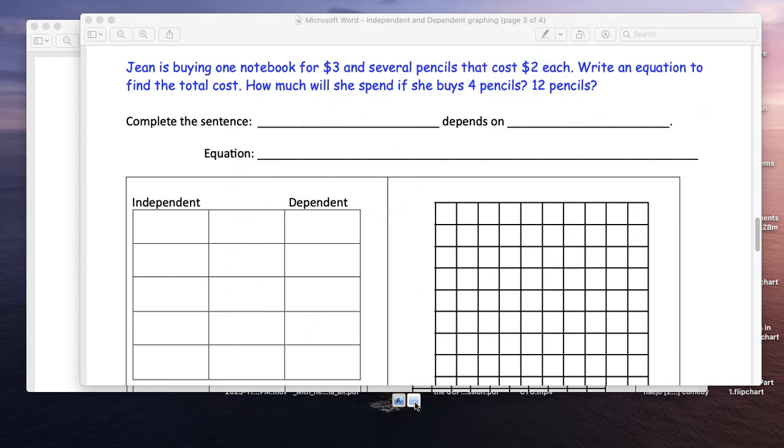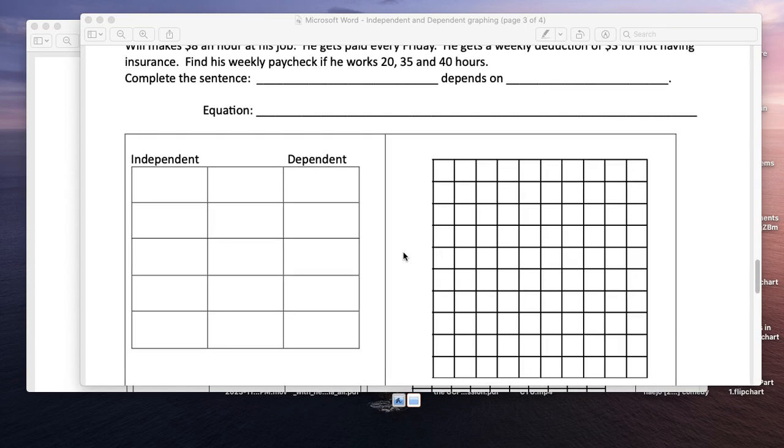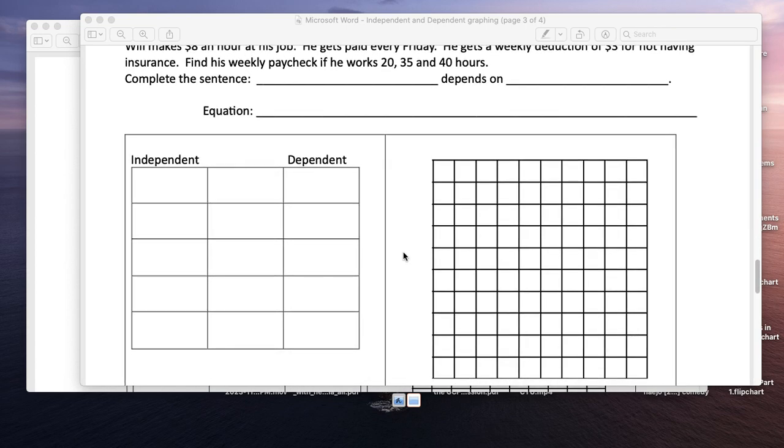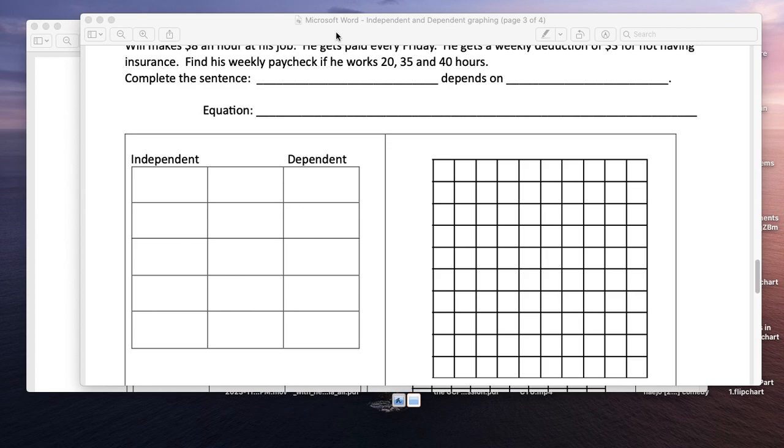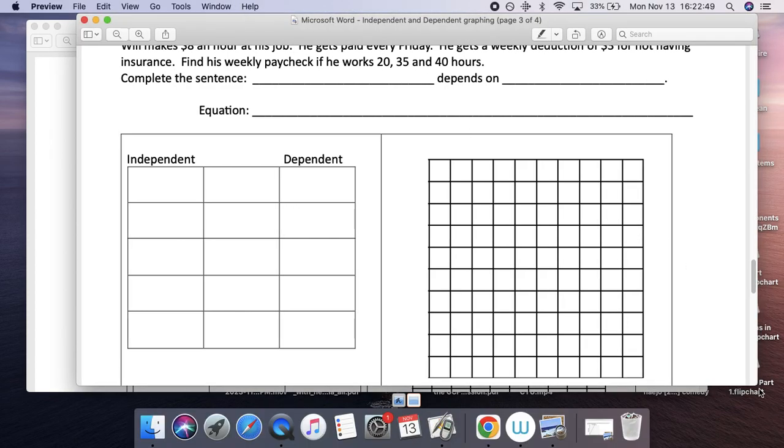All right. So let's do this one. Maybe I can get this to be a little bigger.